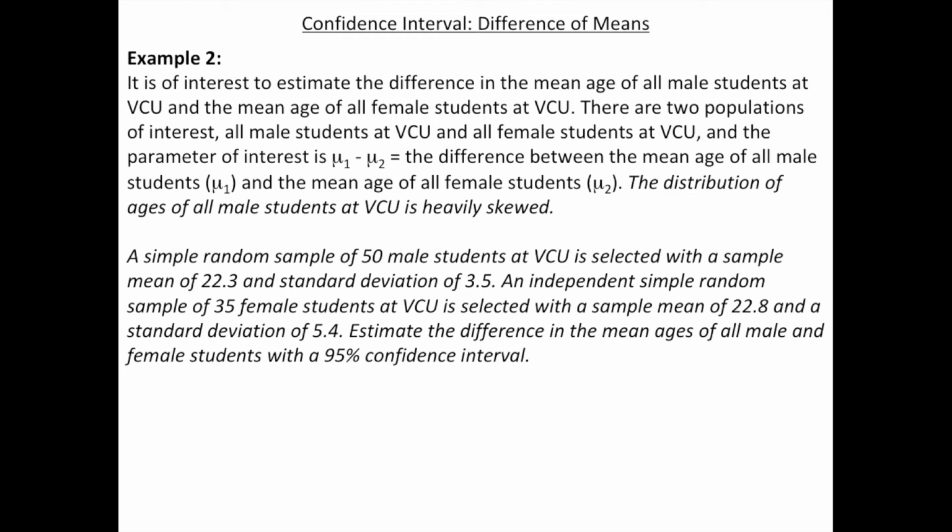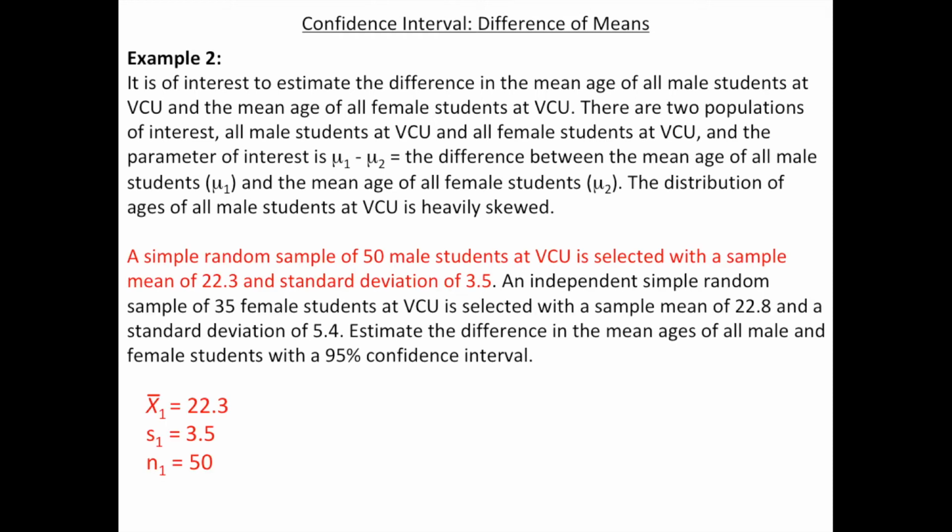In this problem, if we first look at our male students, our sample is of size 50, and we have a sample mean of 22.3, and we're given a sample standard deviation of 3.5. And if we look at the female students, our sample is of size 35, and we have a sample mean of 22.8, and we're given a sample standard deviation of 5.4. With this information, we then need to check our assumptions.